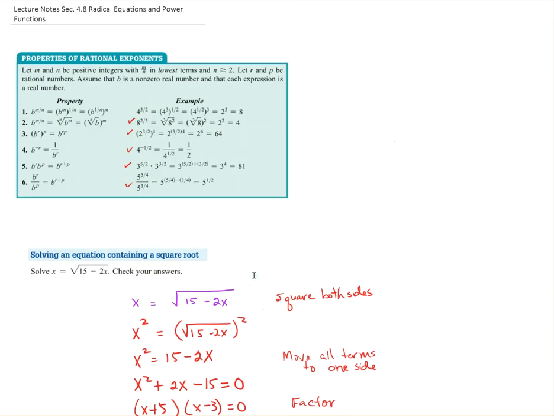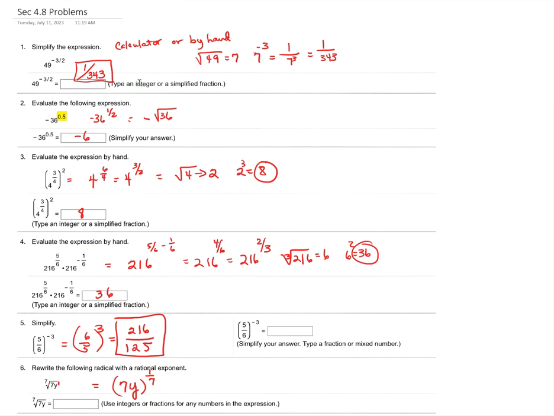Okay, let's go look at our problems. On these, you can do them on your calculator or by hand. If you're doing this by hand, this 49 to the negative 3/2, the square root of 49 is 7. 7 to the negative 3 is 1 over 7 cubed, which equals 1 over 343.